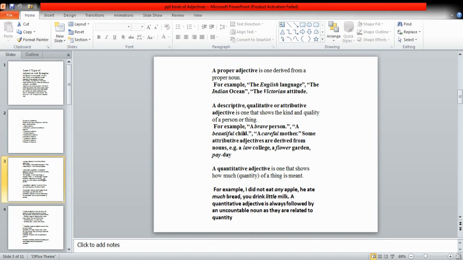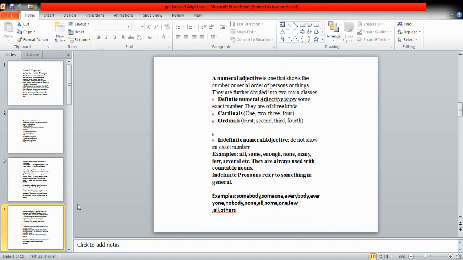Like in the example, he ate much bread, bread cannot be counted. You drink little milk, milk cannot be counted. So much, little, any, these are all examples of quantitative adjective because they are just telling us the quantity of an uncountable noun. Then we come to the next kind, and that is a numeral adjective.